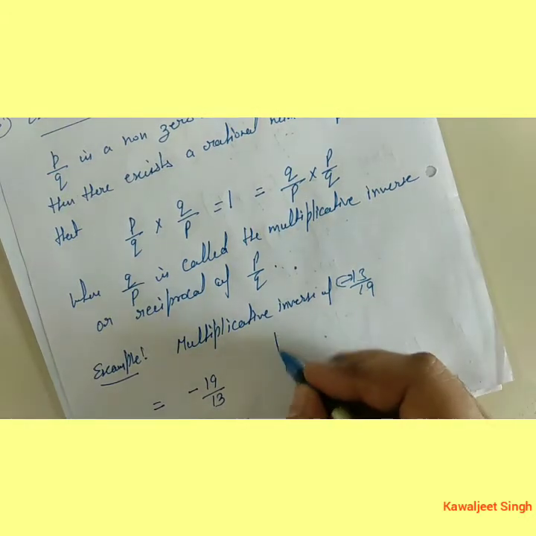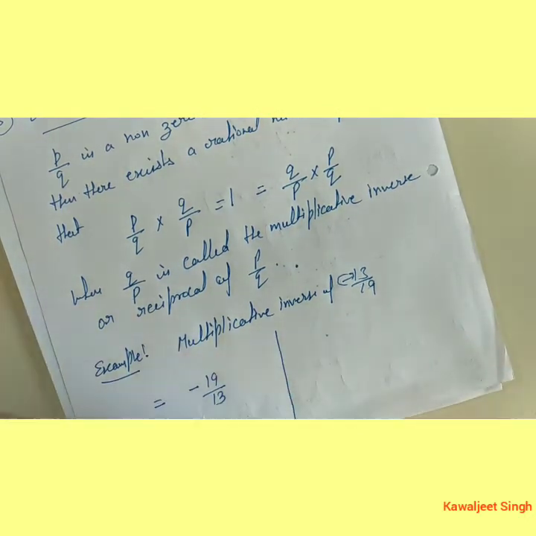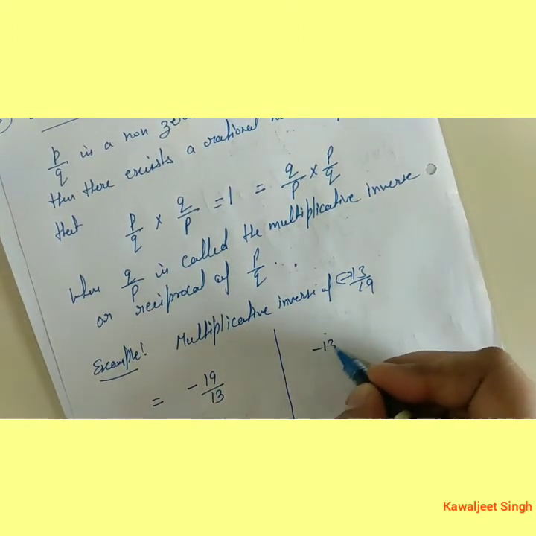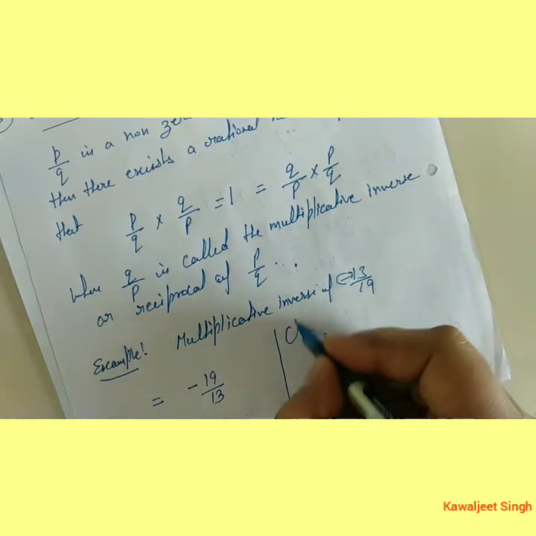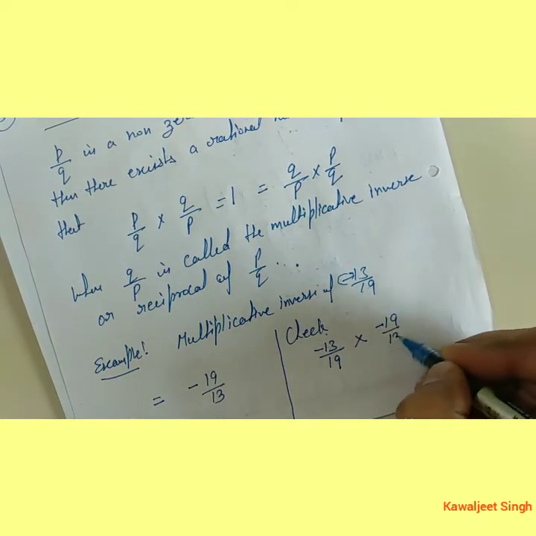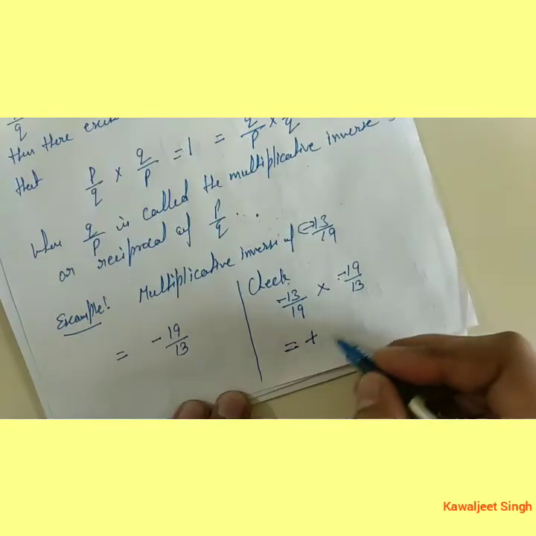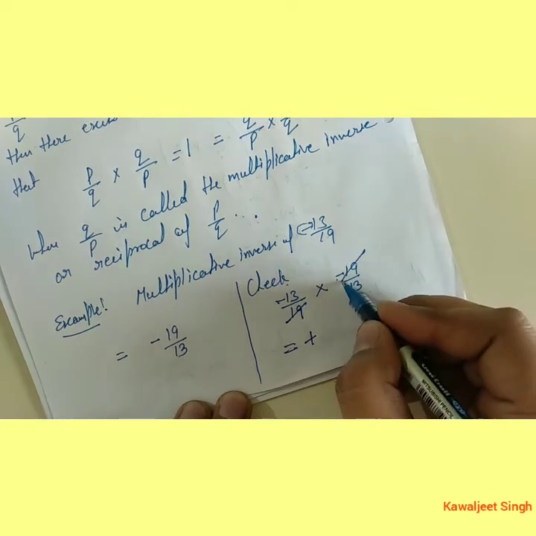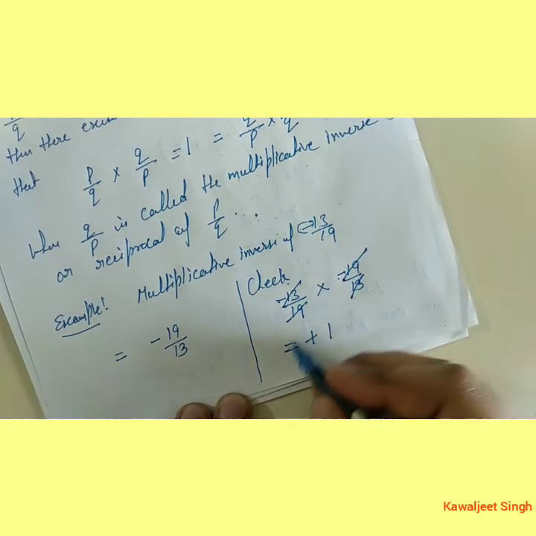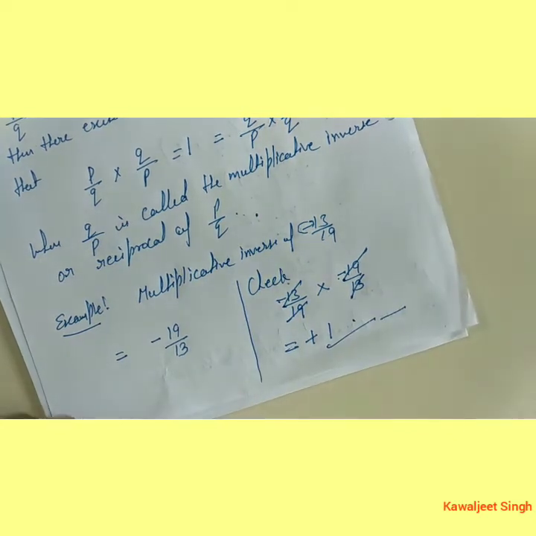You can also check whether our answer is right or not. For this we know that the product of these numbers should be equal to 1. So check: minus 13 by 19 is multiplied with minus 19 by 13. Minus minus becomes plus, 19 cancels with 19, 13 cancels with 13. Only plus 1 remains here. So our verification is done.